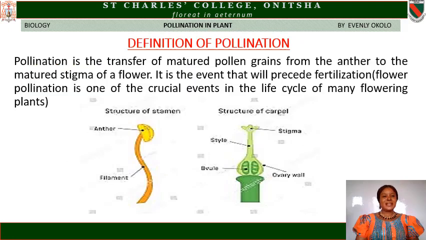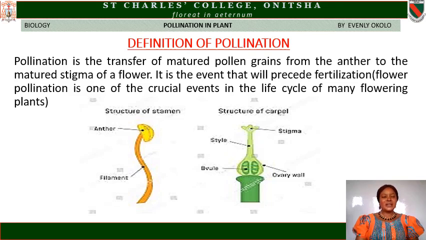Now, let's go into the lesson proper. The goal of every living organism, including plants, is to create offspring for the next generation. And one of the ways that a plant can produce offspring is by making seed. And for the plant to make seed, there must be pollination and fertilization. But for the purpose of this lesson, we concentrate only on pollination.